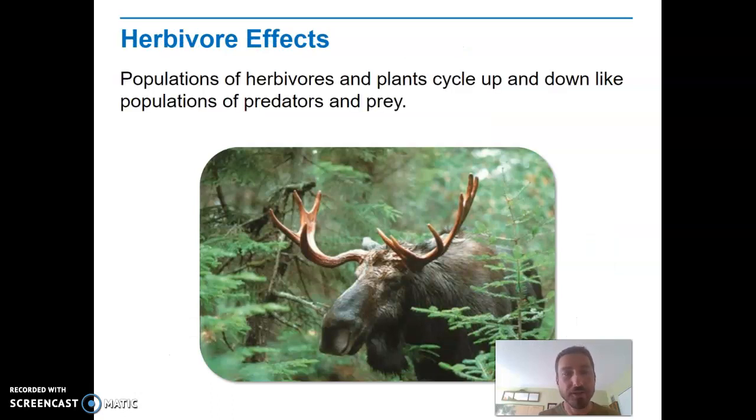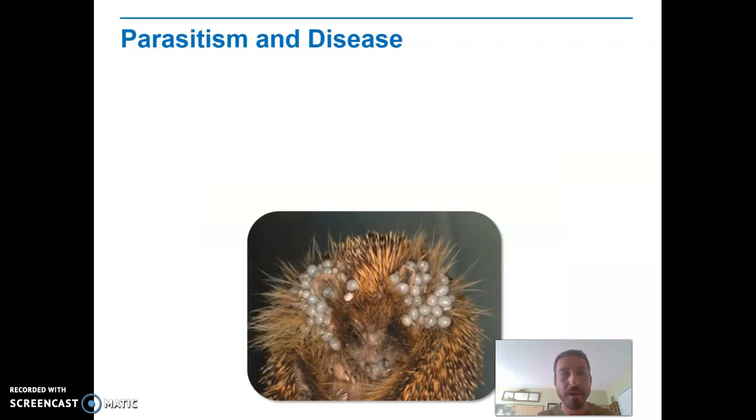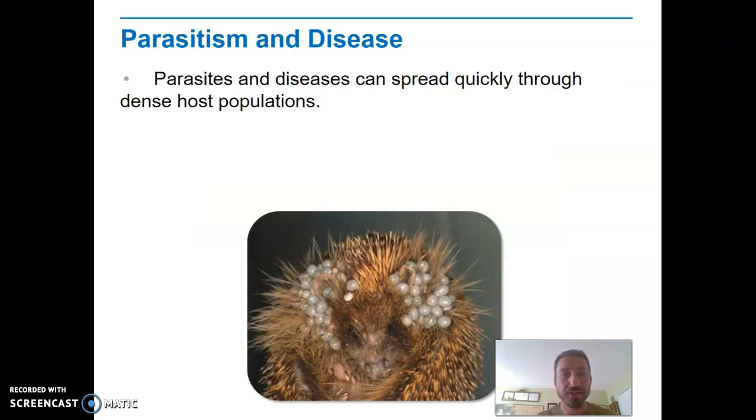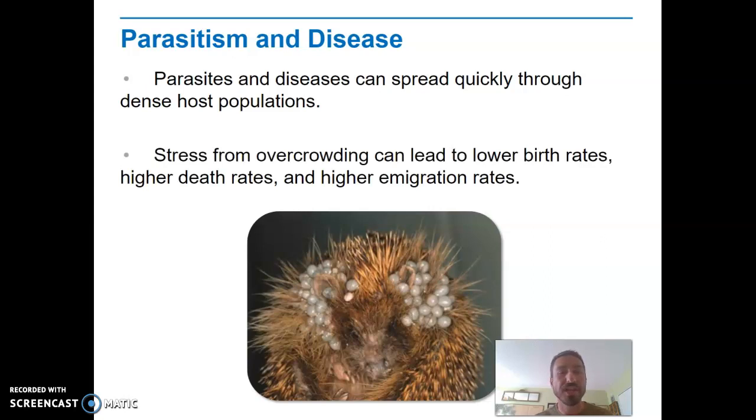Herbivores and their effects. Populations of herbivores and plants cycle up and down like populations of predators and prey. Parasitism and disease. Parasites and diseases can spread quickly through dense host populations. So again, a density-dependent factor. Stress from overcrowding can lead to lower birth rates, higher death rates, and higher emigration rates.